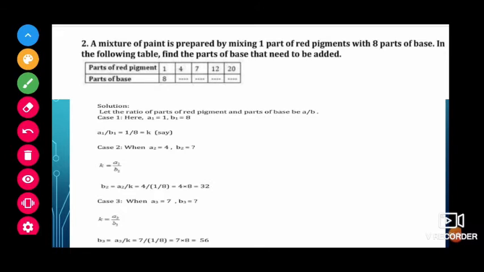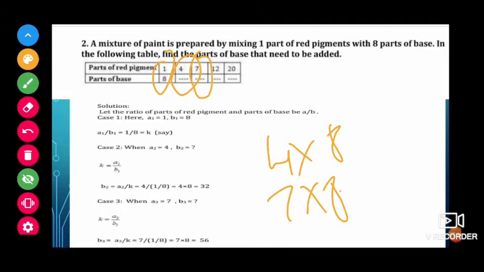Now it is in direct proportion, so we have to mix in the same way. If we take the red pigment as 4 parts, then how many parts of base do we have to add? It is nothing but 4 into 8. Very easy. Normally, if 1 kg of sugar costs 8, then 4 kg of sugar is 4 into 8. In the same way here, children, if 1 part of red pigment needs 8 parts of base, then 4 parts of red pigment need 4 into 8. If there are 7 parts of red pigment, 7 into 8. That is the easy way to calculate.